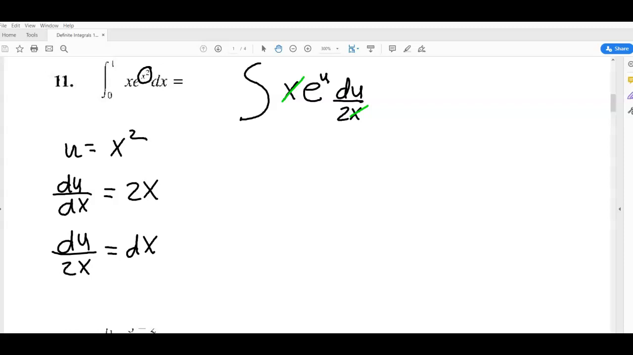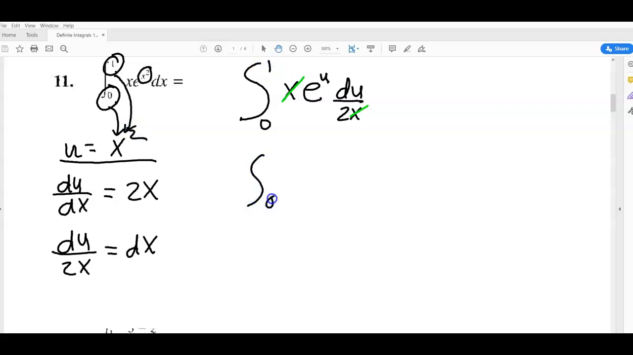This is a definite integral, which means that we have to concern ourselves with these values here as well. Those are x values. So I want to change them into u values. The way you do that is by plugging these numbers into this equation for x. So if I were to plug in 0 for x, I would get 0 squared, which is 0. So that would mean that u is 0 when x is 0. And then you can do the same thing for 1. You're going to plug in 1. 1 squared is 1. And so that means u is also 1.